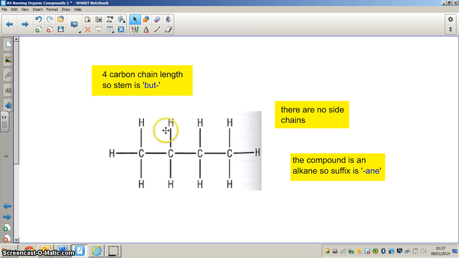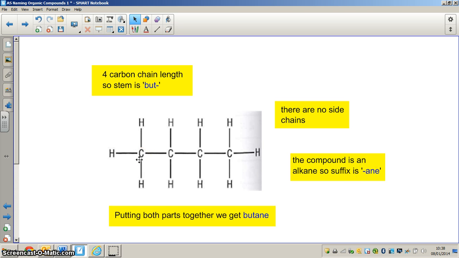And carbon compounds which are saturated, straightforward hydrocarbon compounds which are saturated, are known as alkanes. And alkanes have a common ending which is -ane. So the suffix is -ane. And if we put the stem and the suffix together, we get butane.